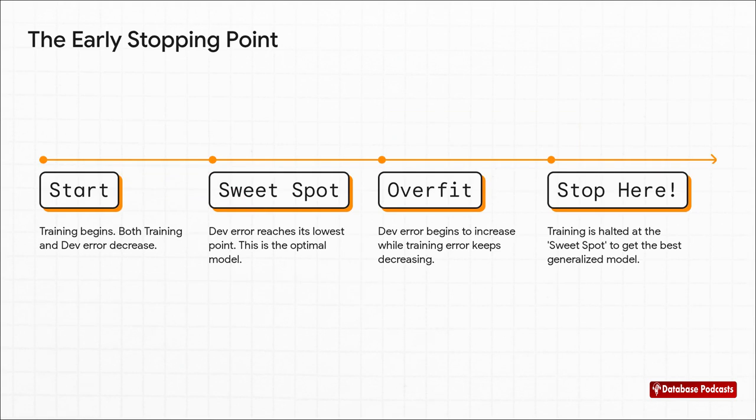This little timeline shows exactly how it works. So, when you start training, both your training error and your validation error are going down. The model's learning, but eventually you'll hit this sweet spot where the validation error is as low as it's going to get. If you keep training past that point, your training error might keep getting smaller, but watch out, the validation error starts to creep back up. That's overfitting in action. The whole trick is to just stop right there at that sweet spot, and you'll have the best, most generalized version of your model.